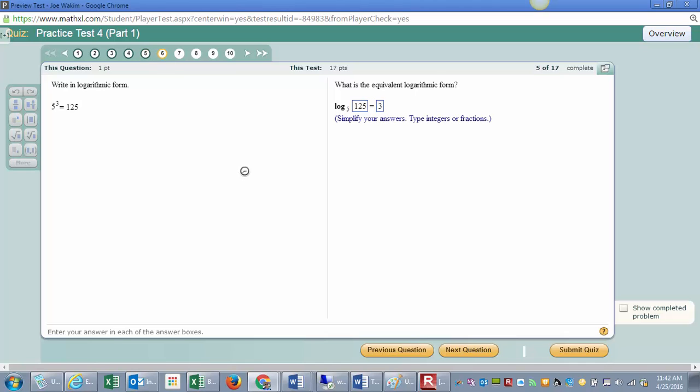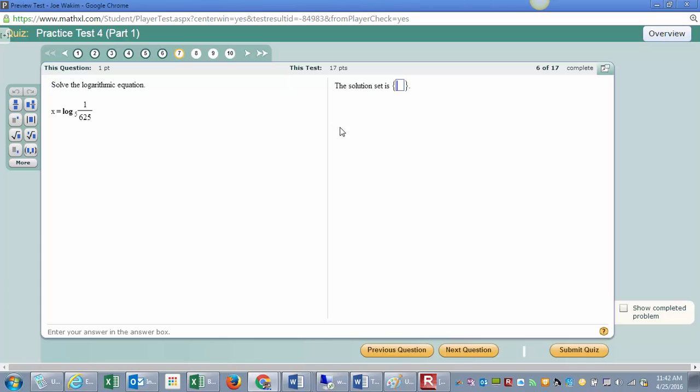Number 6. Convert to exponential, and now we're going to do 5 to the power 4 equals 625. So complete the equivalent exponential equation, type your answer in exponential notation. Okay, so we're going to do exponential 5 to the power 4. So 5 to the power 4 is 625.